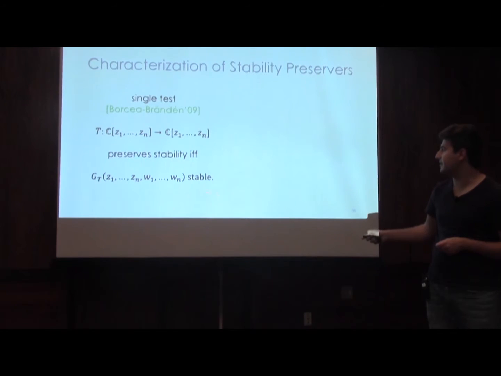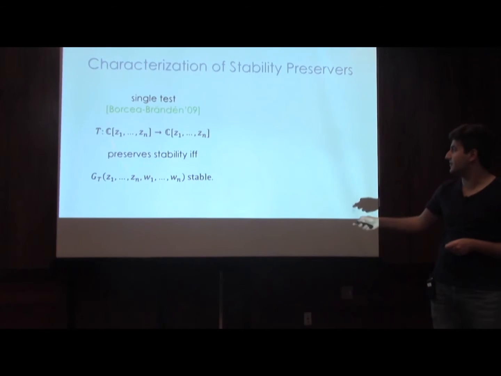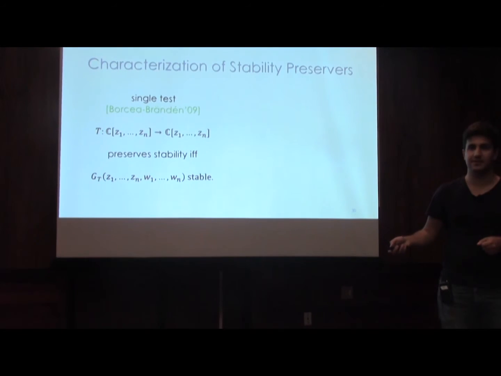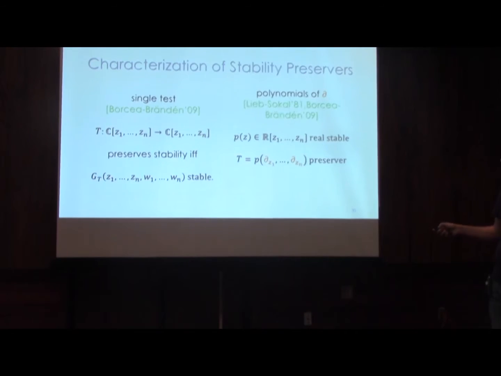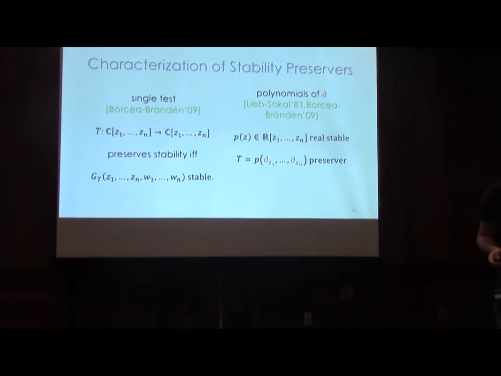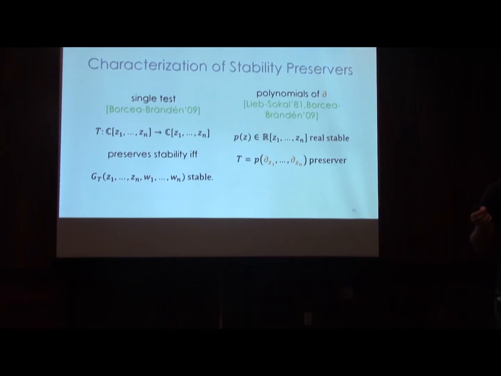I'm purposefully not saying much on the details, but morally this is just saying that for every linear operator acting on polynomials, you can derive this test polynomial, which would be real stable if and only if T preserves real stability. I'm not going to be using the full power of this. I'm going to be using a special case, which is operators defined in terms of partial derivatives. So we've already seen that just taking the single partial derivative preserves real stability.